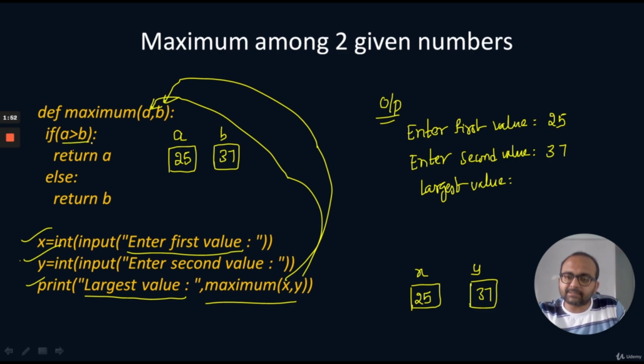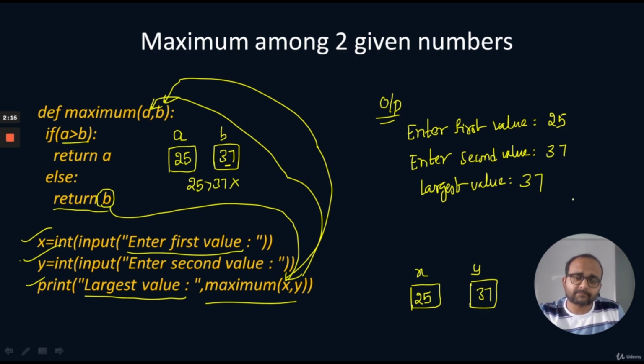Now, if a greater than b, you can see 25 greater than 37, the condition becomes false. The associated statement will not be executed and it will go to the else block, and it is going to return the value of b back to the calling function. What is the value of b? 37. So 37 will be returned back here and finally the value 37 will be displayed. So this is how we can write a function called maximum, compute the maximum value, and return that maximum value back to the calling function, or simply in the main program, right?